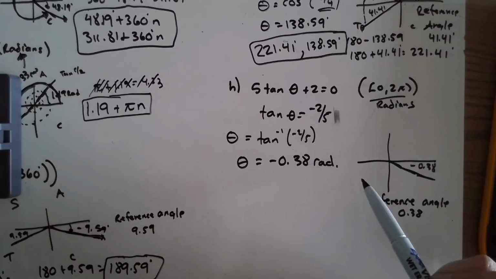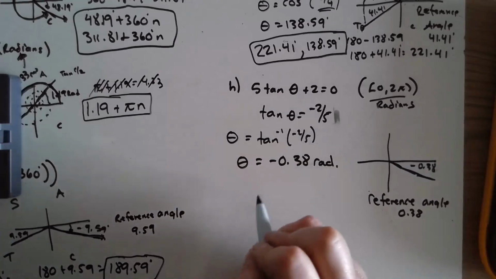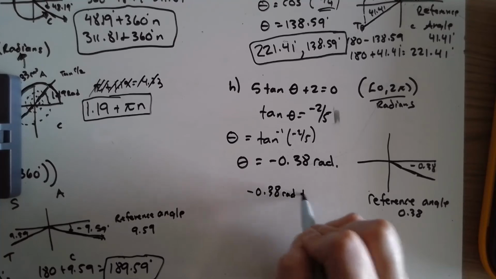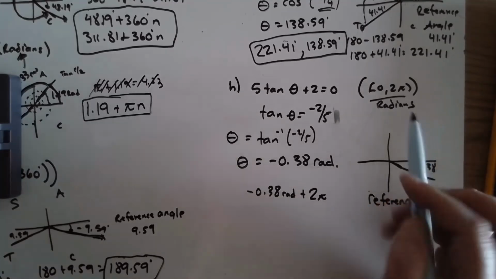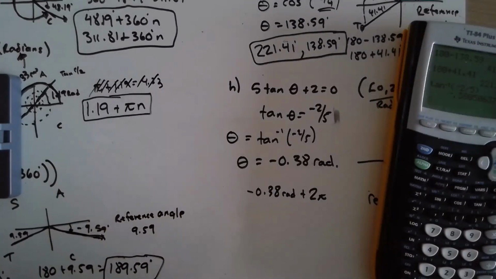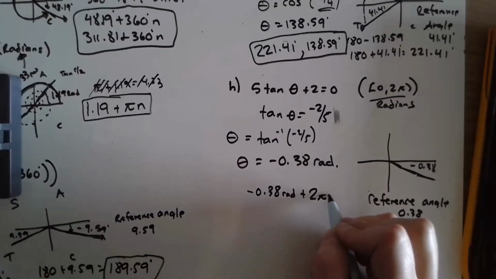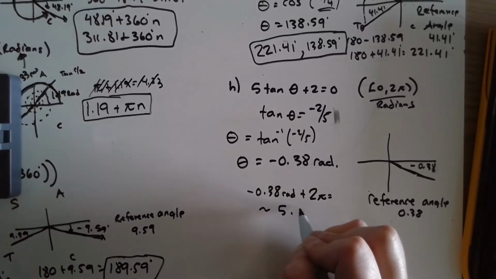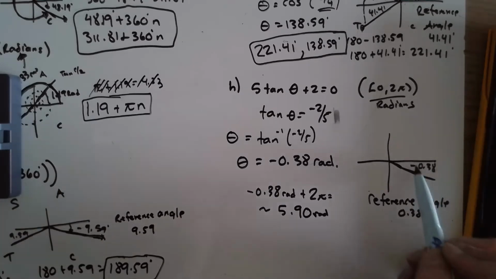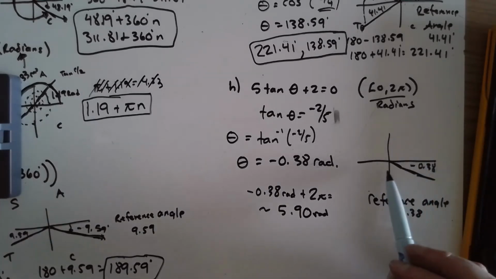We're dealing with tangent, so it has 180 degrees, right? So let's look at this. Let's get our positive one. So let's take negative 0.38 radians, add 2 pi to that so we can get a positive one, because this answer is not within our interval. So negative 0.38 plus 2 pi, that's about 5.90 radians. Okay? So there's our first answer, right?